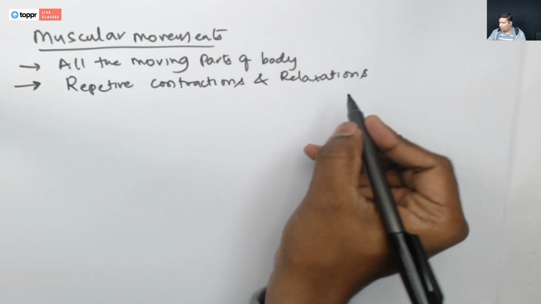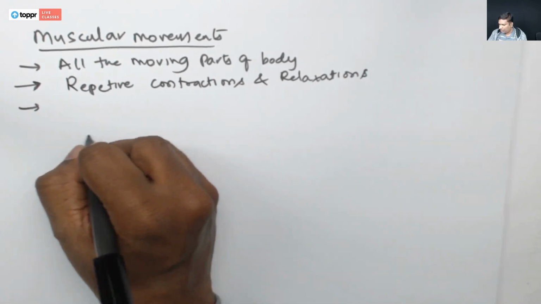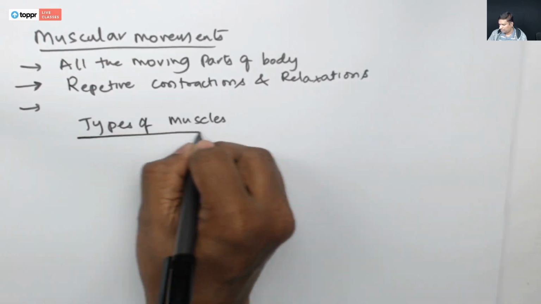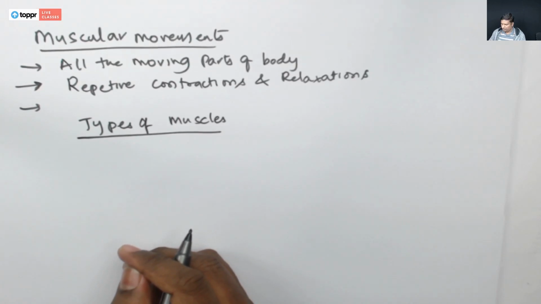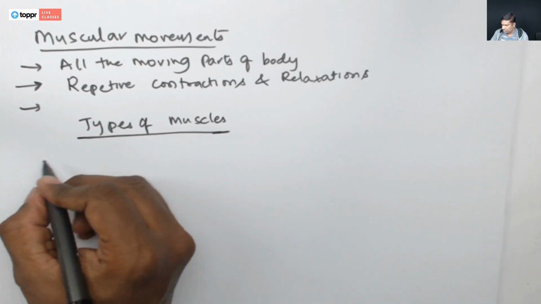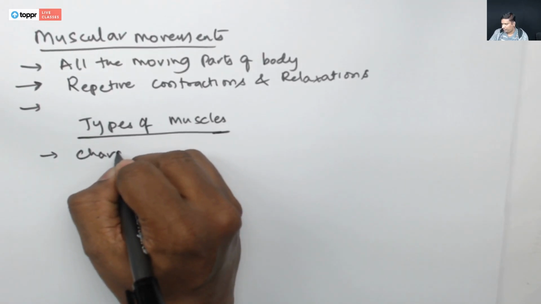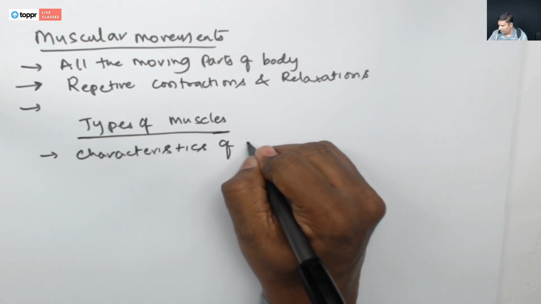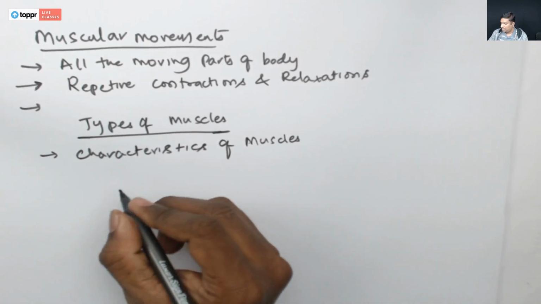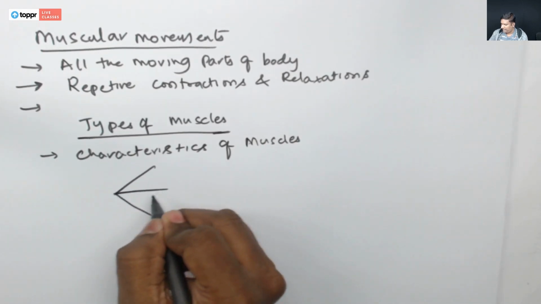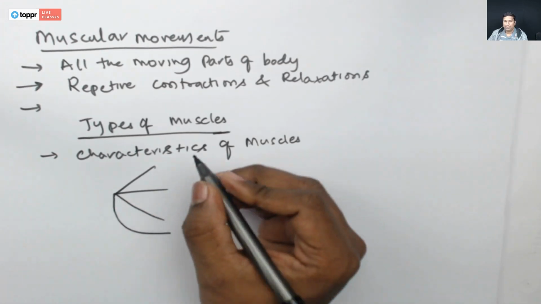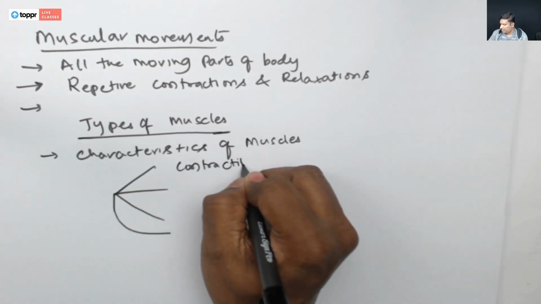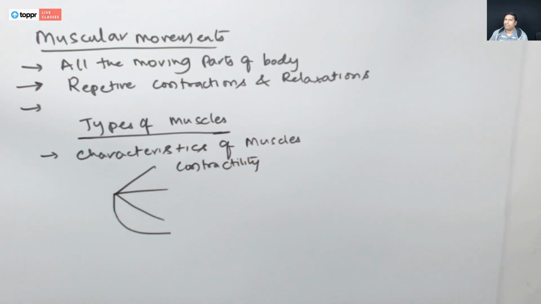Now we will look at the various types of muscles. Before actually directly jumping into various types of muscles, I'll tell you briefly about the characteristics of muscles. Muscles have, we can say, 4 different characteristics. First one is contractility. That is their ability to contract.